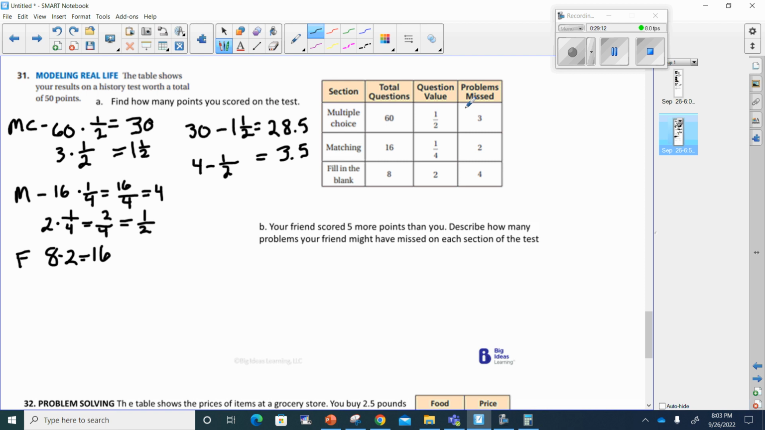We see the problems missed here are 4, so that would be 4 times 2, which is 8. So you missed 8 of these. Wow, that's not great. So this is 16 minus 8. That means you got 8 correct here.